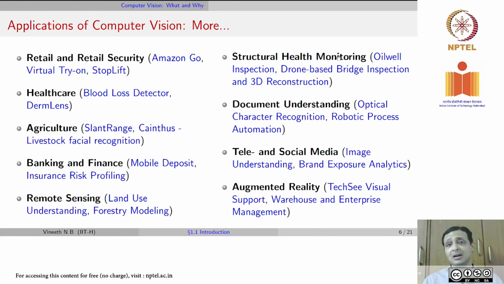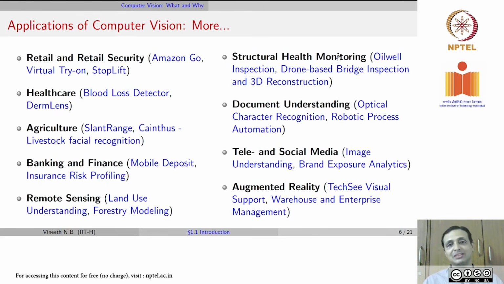Document understanding, optical character recognition is one of the oldest successes of computer vision. In fact, one of the oldest products that computer vision has delivered to the world. Robotic process automation for document understanding. You can click on these links to understand what each of these terms mean. Retail and social media, image understanding, brand exposure analytics, augmented reality, to be able to do visual support or warehouse and enterprise management, so on and so forth.